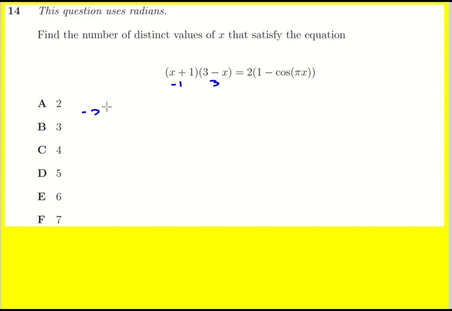I can expand it as minus x squared, then I'll get a plus 3x minus x. That's a plus 2x plus 3. And I could complete the square. Let's find out what the maximum value of it's going to be, because it's an unhappy quadratic.